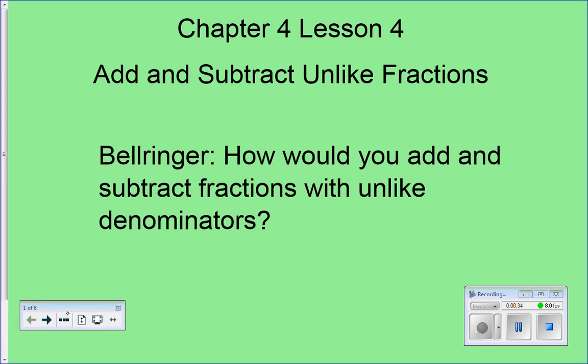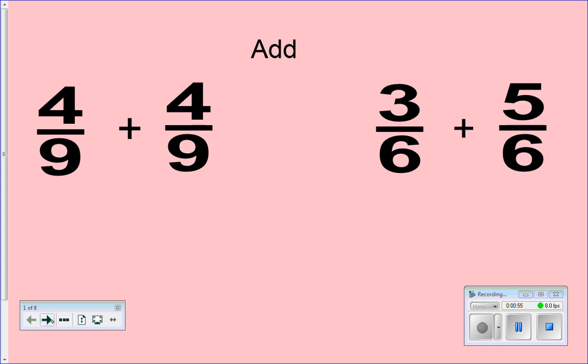Now, how would I add and subtract fractions with unlike denominators? What am I going to have to do, Kaylee? Yeah, I have to find a way so the denominator can be the same. And if I change the bottom, do I have to change the numerator then? Yeah, I have to change the numerator, so don't forget that. Nice job. All right, so we kind of talked about this a little bit yesterday.